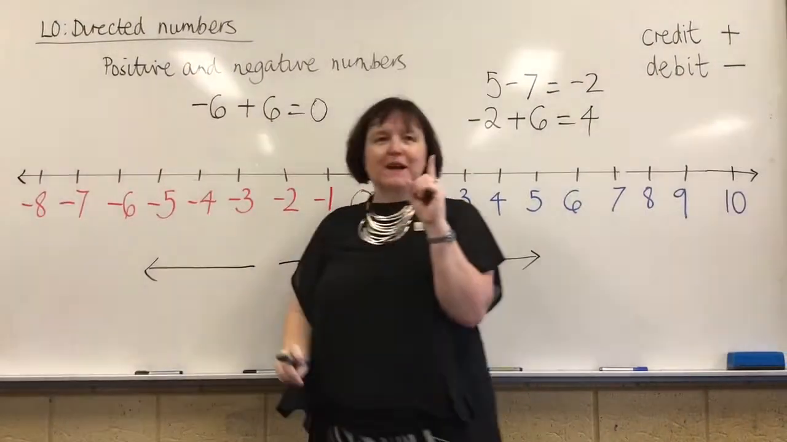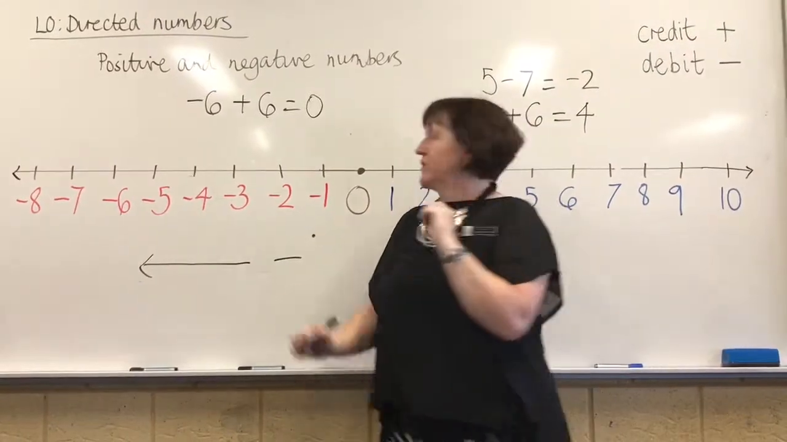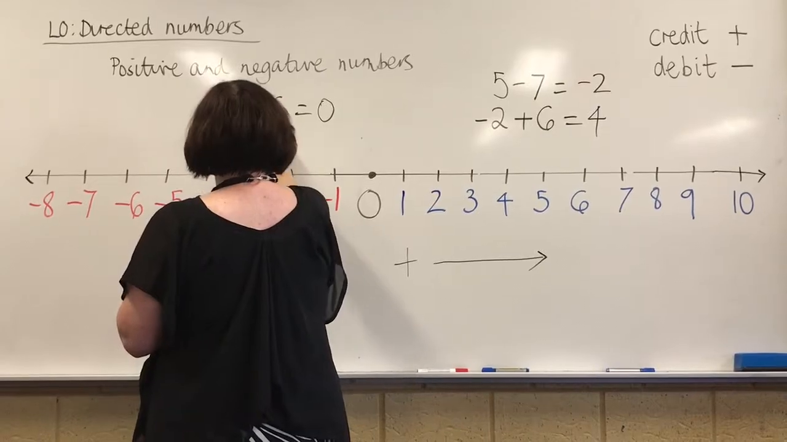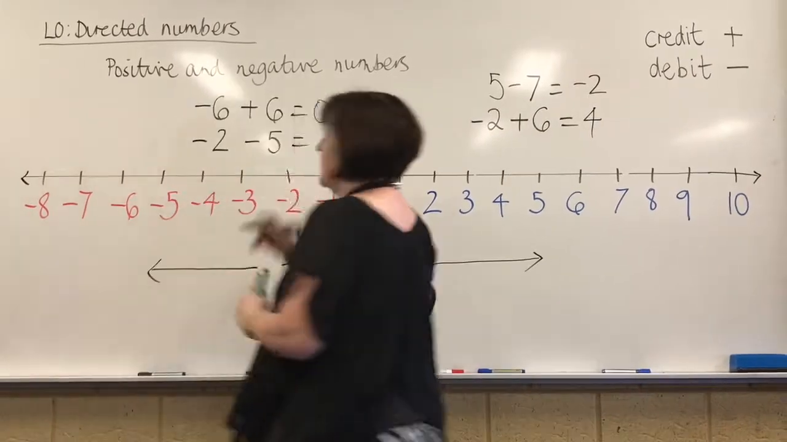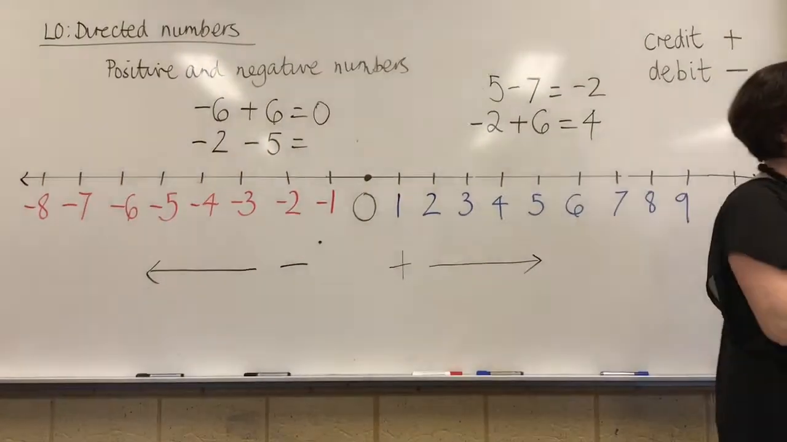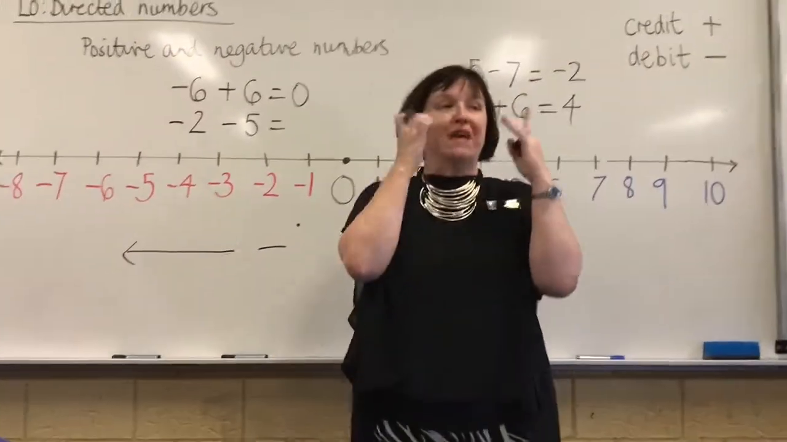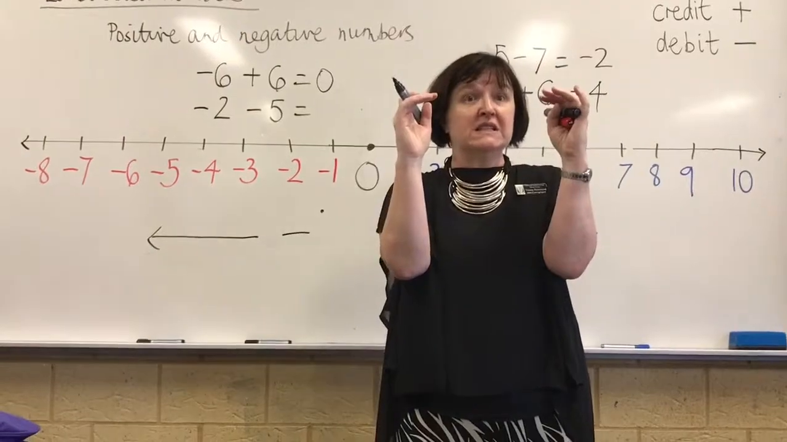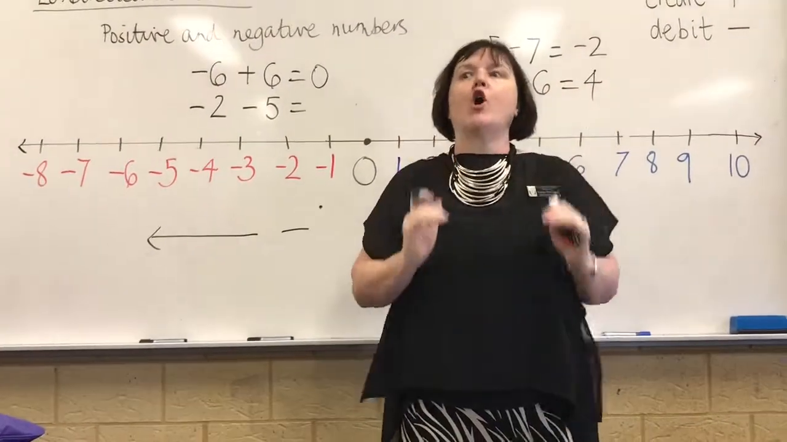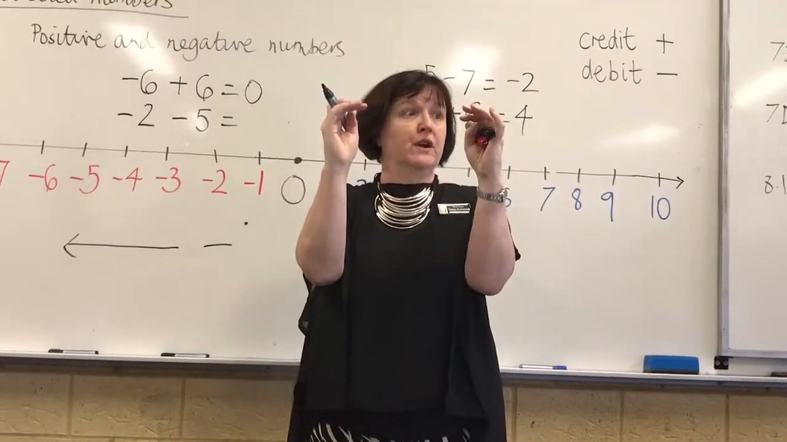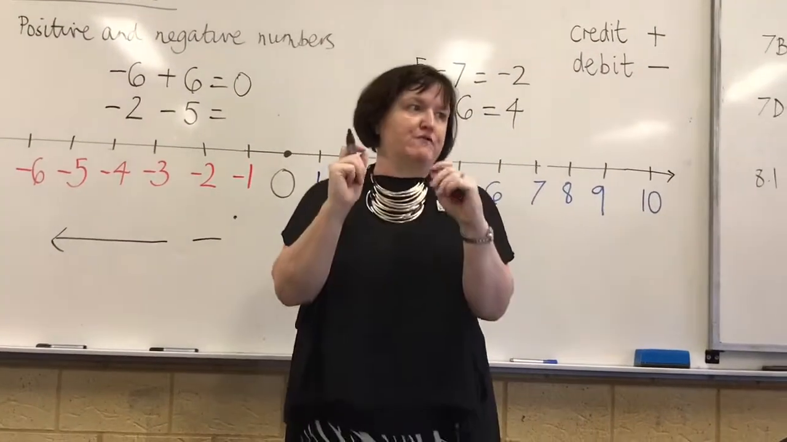Okay, now this one, I'm going to see if you can do this. So we're at -2, and I'm going to take away 5. So think about it in terms of the weather. It's -2 degrees, and the temperature drops 5. You're $2 overdrawn, and you spend $5.